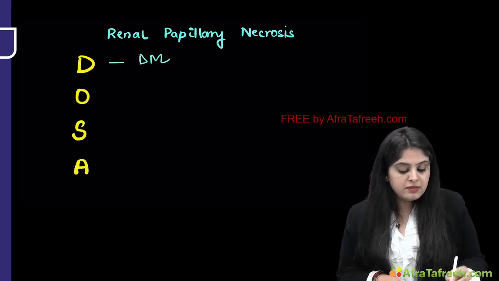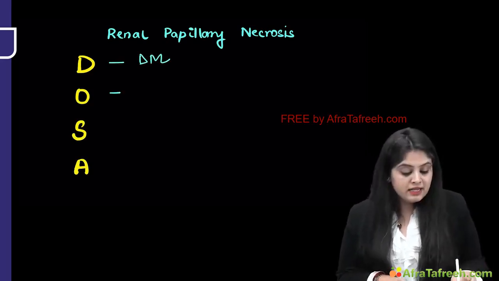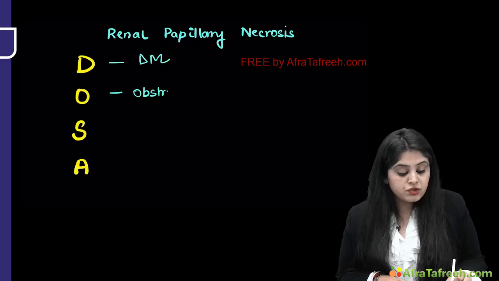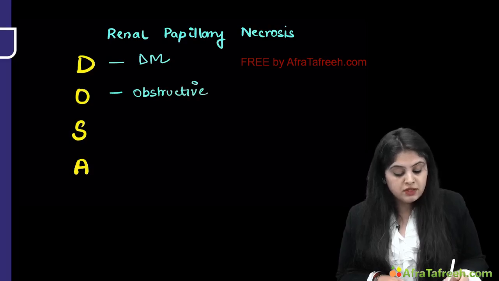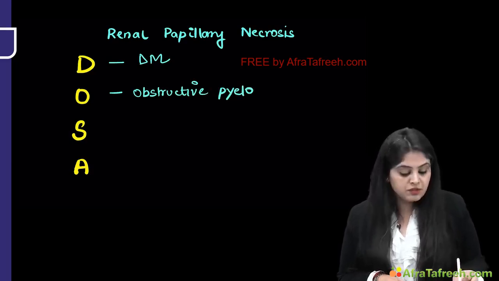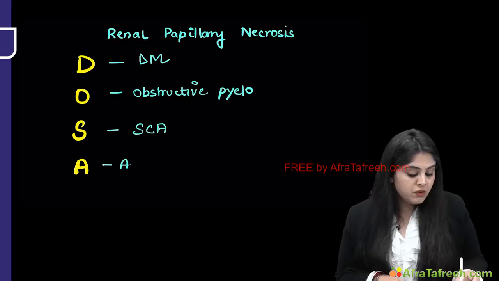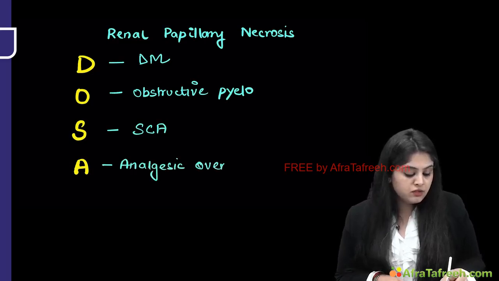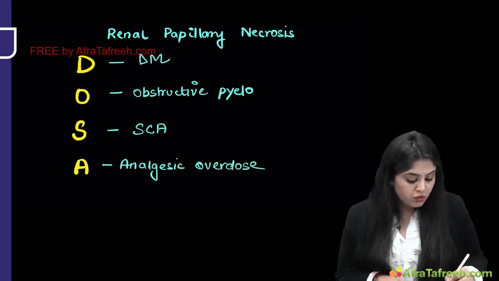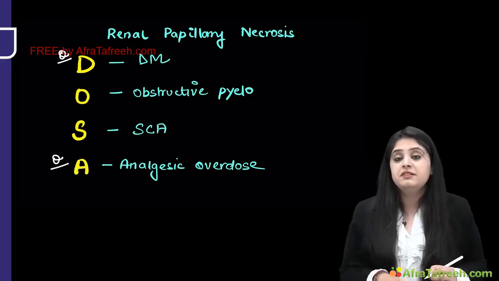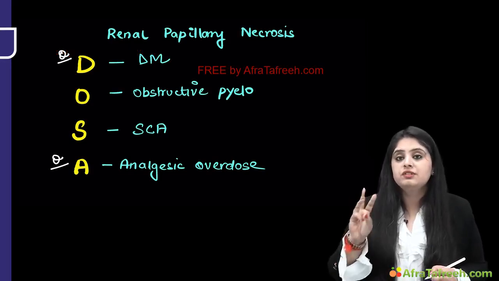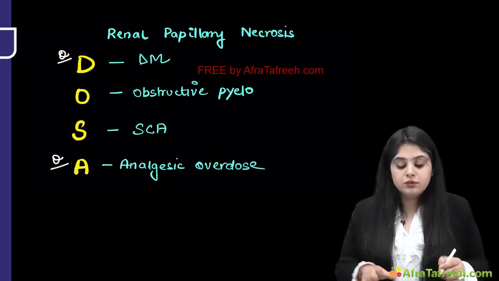Number 1, diabetes mellitus. Next, if there is any obstruction to the kidney, so obstructive pyelonephritis, or there is some obstruction that is present. S for sickle cell anemia, and A for analgesic abuse or analgesic overdose. So this is obviously a very famous question. These two specially are very famous. So DOSA: diabetes, obstruction, sickle cell, and analgesic overuse.